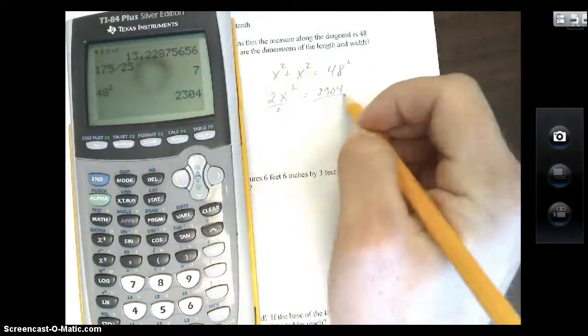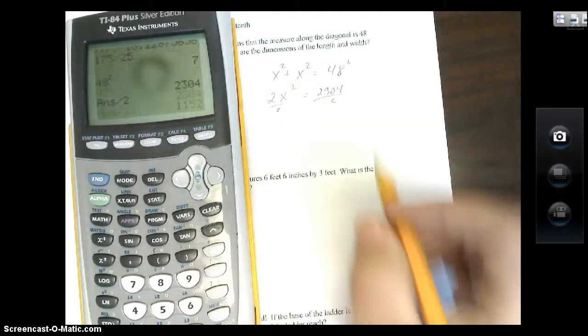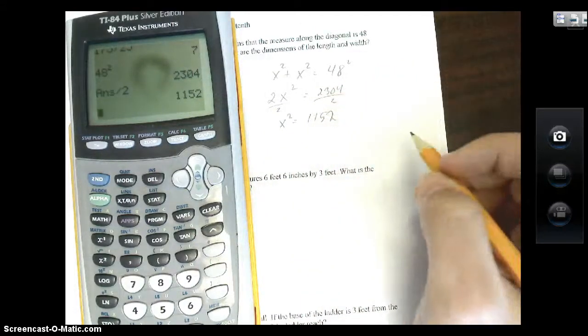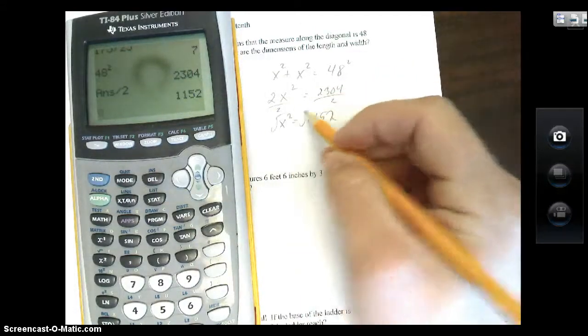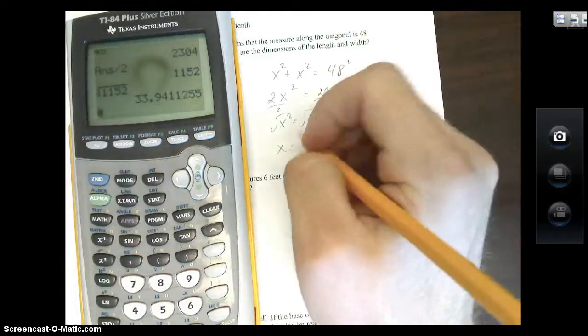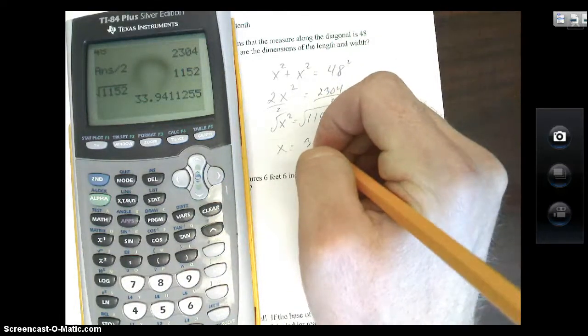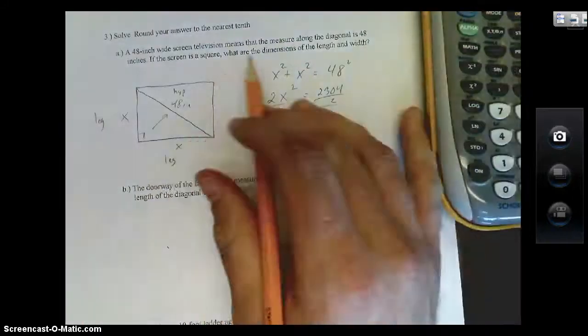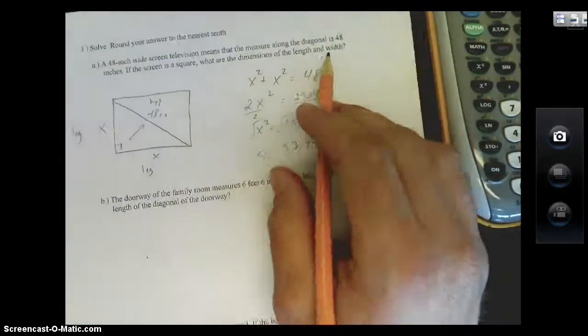Now before I square root both sides, I'm going to divide both sides by 2. So we get x squared equals 1,152. And lastly, square root both sides. X equals the square root of 1,152, which is 33.94. And because we're talking about the dimensions of our length and width for our television, it's inches.